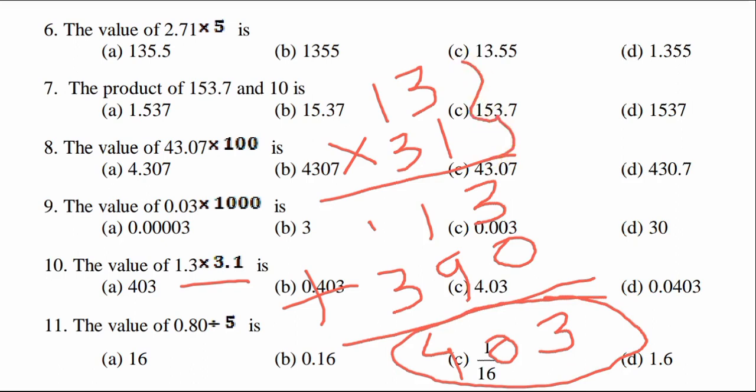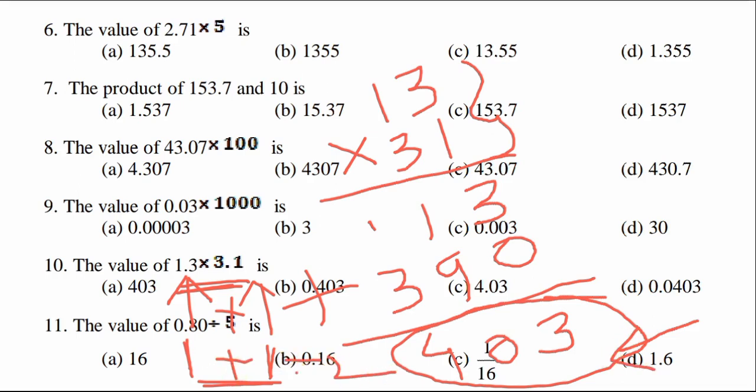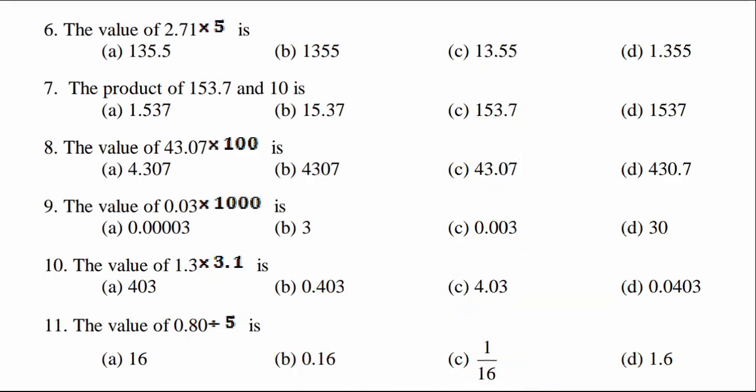Now we have to put the decimal point. Here the decimal point is given after one digit, and here it is also given after one digit. So 1 plus 1 is equal to 2. So we have to put the decimal point after two digits from the right-hand side, 1 and 2. We put the decimal point here, and the answer is 4.03, and it is given in option C.